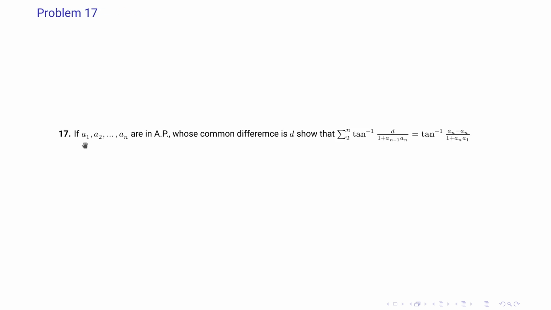Problem 17 says that if a1, a2 up to an are in AP whose common difference is d, show that the sum, where the limit of n varies from 2 to n, of tan inverse d by 1 plus a(n-1) an is equal to tan inverse (an minus a1) by 1 plus an a1.